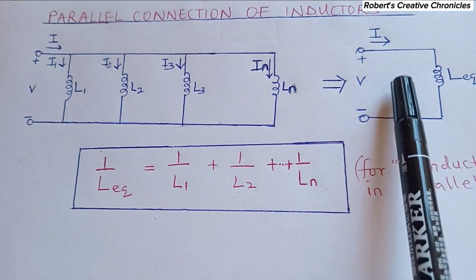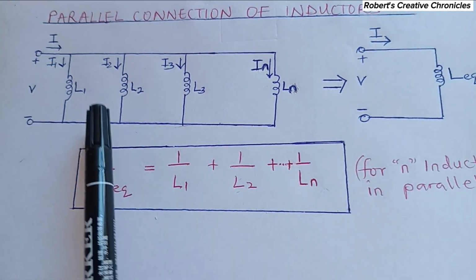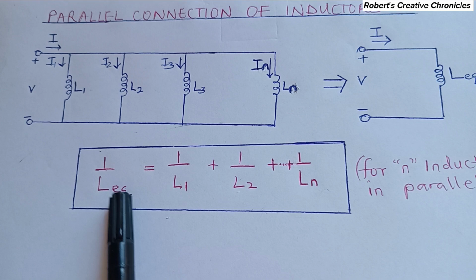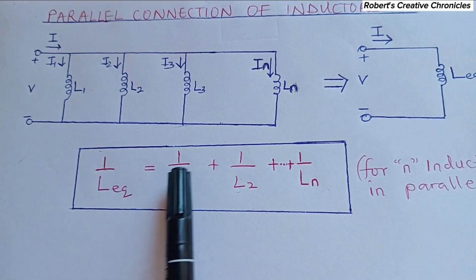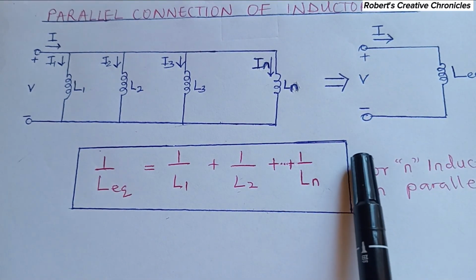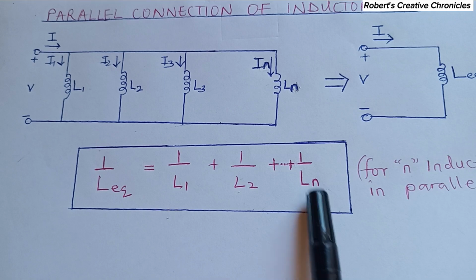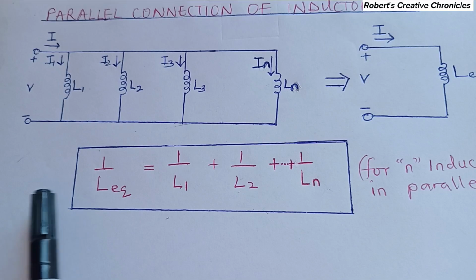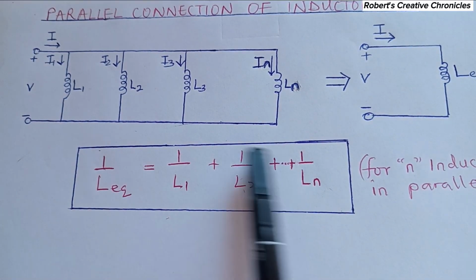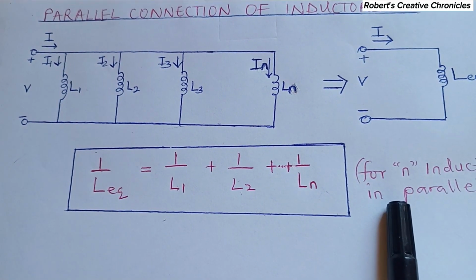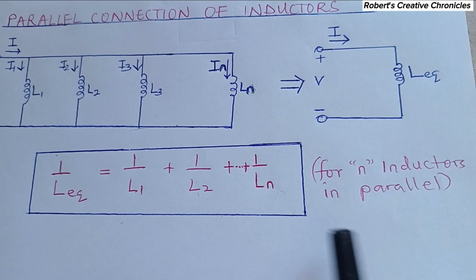Hence, the equivalent inductance of all the inductors connected in parallel is given by this formula: 1 over equivalent inductance equals 1 over L1 plus 1 over L2 plus 1 over Ln. So for any number of inductors connected in parallel, you can use this formula to find the equivalent inductance for n inductors connected in parallel.